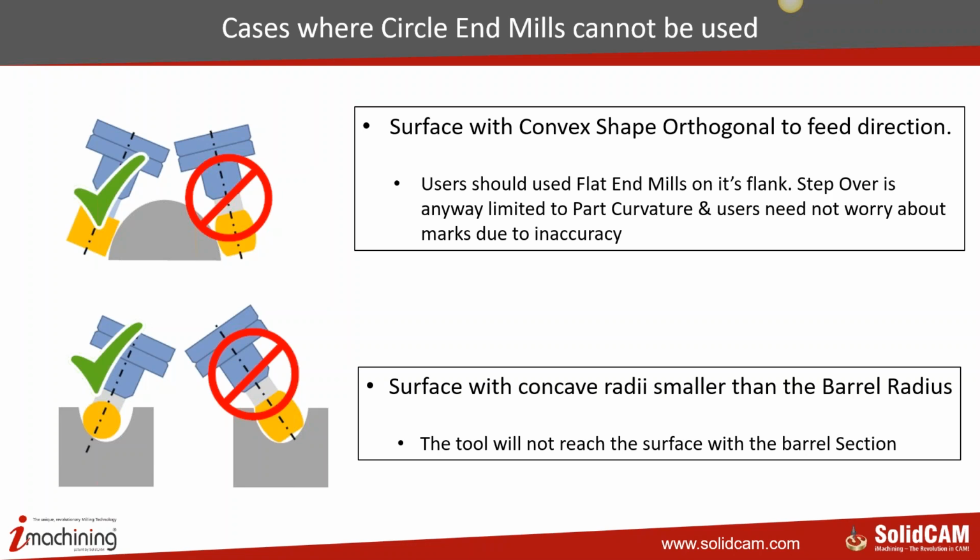Another important area where you cannot use barrel-shaped tools is when you have concave surfaces where the radius is smaller than the barrel radius. It doesn't make any sense. There it makes more sense to use a ball nose tool to machine the area, because the tool won't anyway reach in with the barrel section.